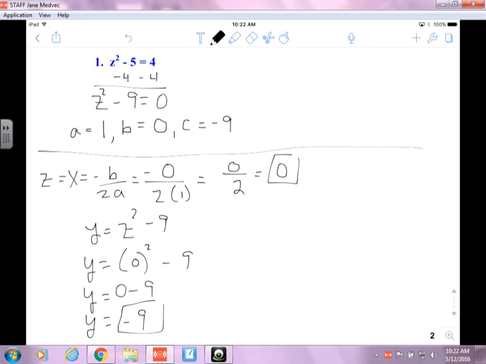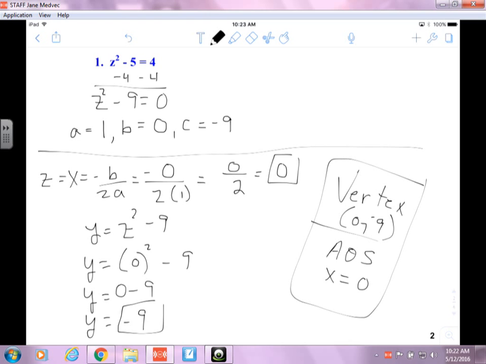So I just found the y of my vertex. So my vertex is 0, comma negative 9. Make sure you put it as an ordered pair. Some of you didn't do that on your quiz yesterday. That's something kind of important to do. Okay, and then my axis of symmetry is x equals 0. Now, does it ask me to label the vertex on my graph? It does not, but this information is really important if I'm going to graph it. Okay? So now what do you guys want to do?